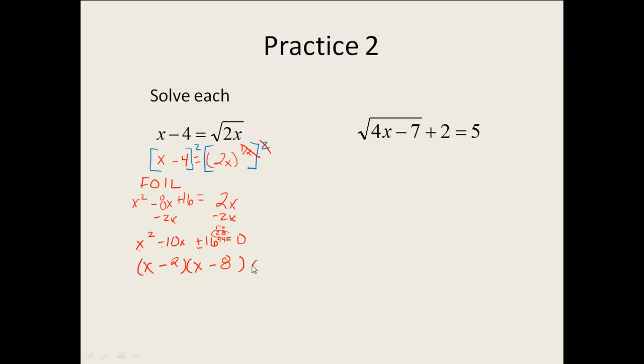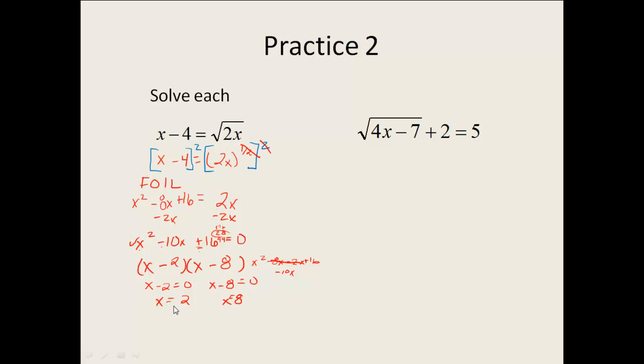So when I FOIL this, you'd have x squared minus 8x minus 2x plus 16, and then x squared minus 10x plus 16, which is what we started with, so I've got it factored correctly. Now I take each factor, set it equal to 0, and I get my answers to be 2 and 8.